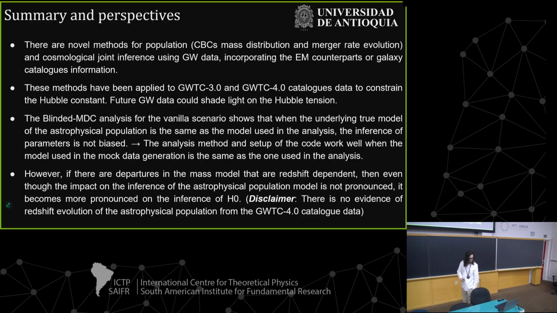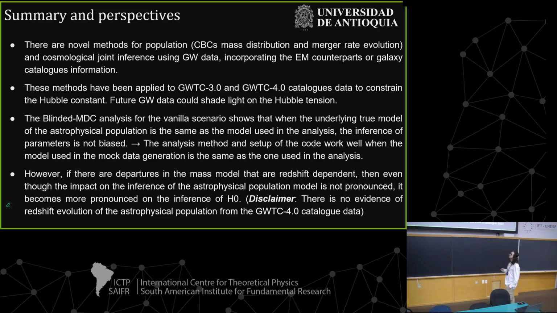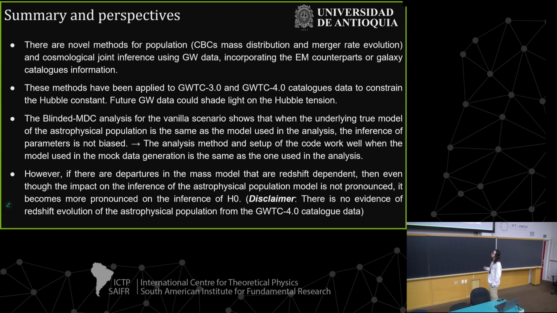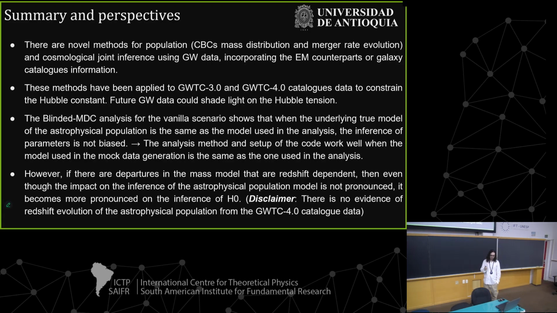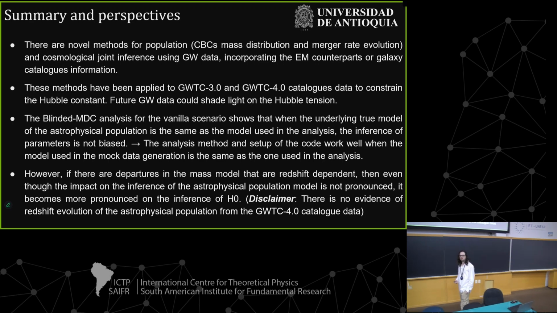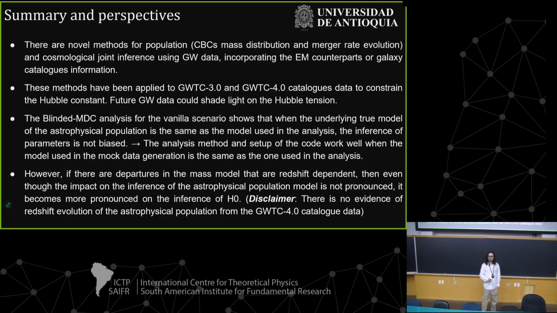Okay, and now just to finish, some summary of what I've presented today. There are novel methods for population and cosmological joint inference using gravitational wave data that incorporate EM counterpart information and galaxy catalog information as well. These methods have been applied to O3, GWTC-3, and GWTC-4 catalog data to constrain the Hubble constant. And we hope that future gravitational wave data will shed light on the Hubble tension, maybe with a future network of detectors. This would be better.